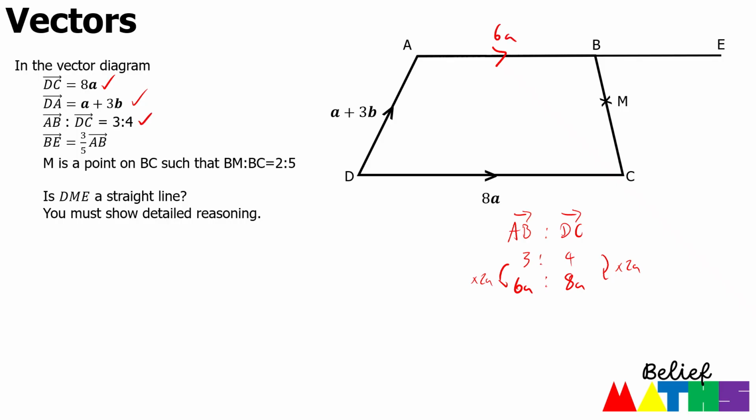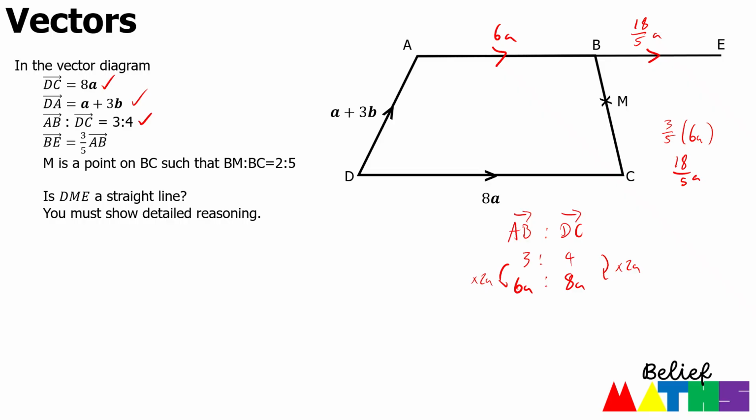And then the last one tells us that BE is 3/5 of AB. So this is 3/5 of what we just worked out. So we do 3/5 of 6A, and then dividing by the bottom and times by the top, or just using your calculator, you get 18 over 5A. So we're going to write this as 18 over 5A.